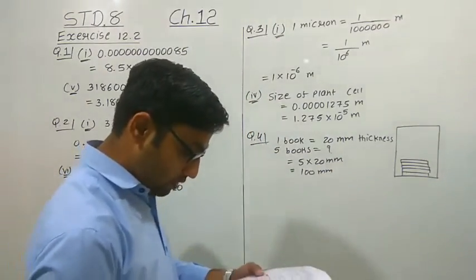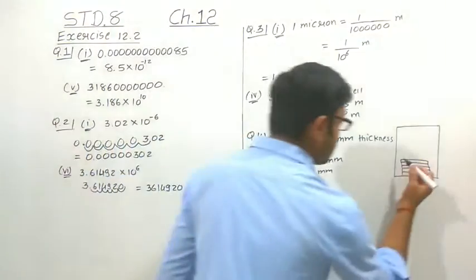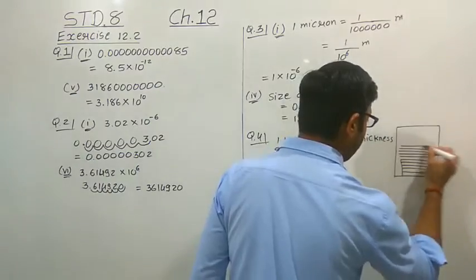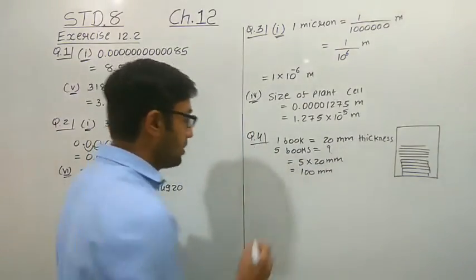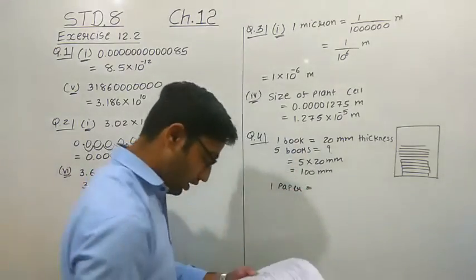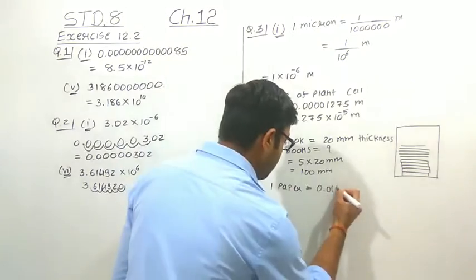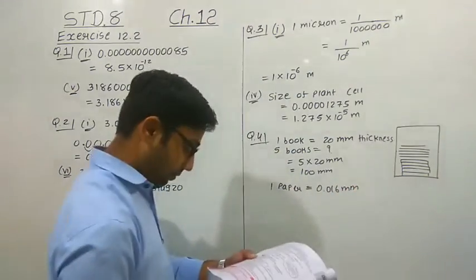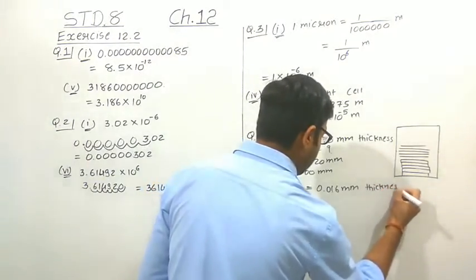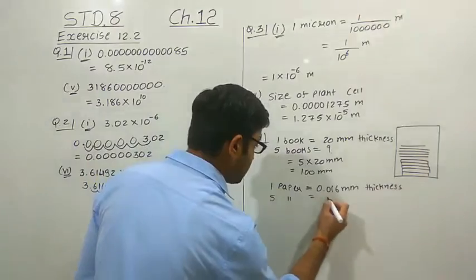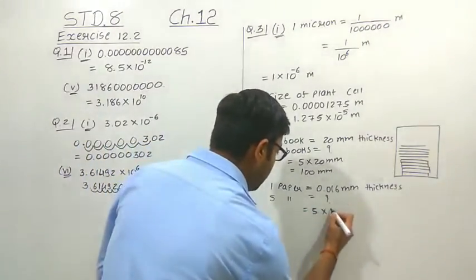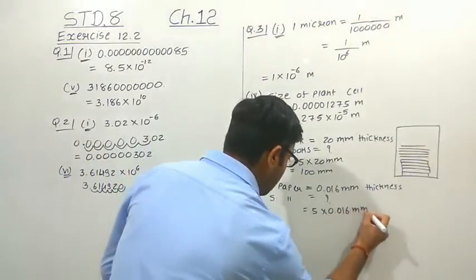Now 5 paper sheets are also there. Paper sheets are like this: first, second, third, fourth, and fifth. These are the 5 papers. So one paper, the thickness of the paper, is 0.016 millimeter. One paper is equal to this much thickness. Then 5 papers is equal to how much thickness? So we have to multiply with 5: 5 into 0.016 millimeter.